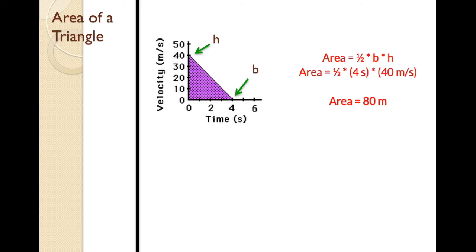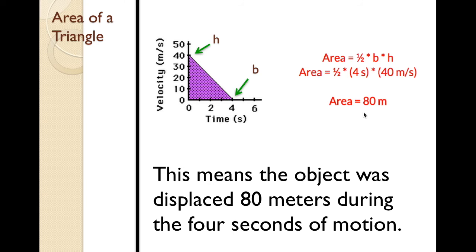Here's another example. Area of a triangle. So we know that the area of a triangle is 1/2 times the base times the height. Here is our graph, and the purple area is the part that we are trying to figure out what the displacement is of the object from 0 to 4 seconds. So we have our equation over here with everything plugged in, and your total should be 80 meters for the area. This means that the object was displaced 80 meters during the first 4 seconds of motion.